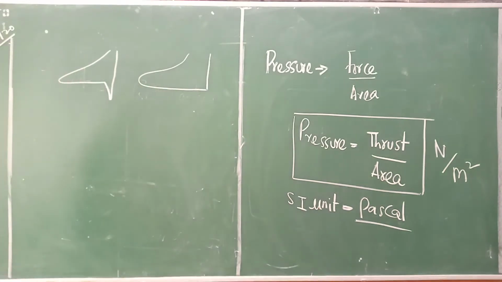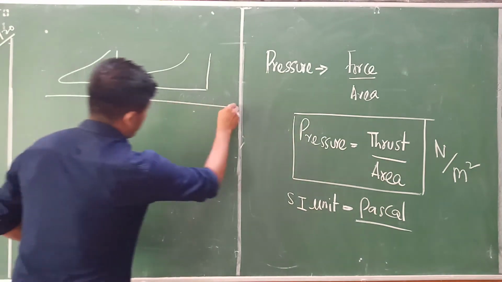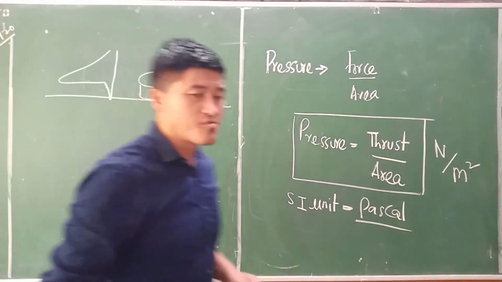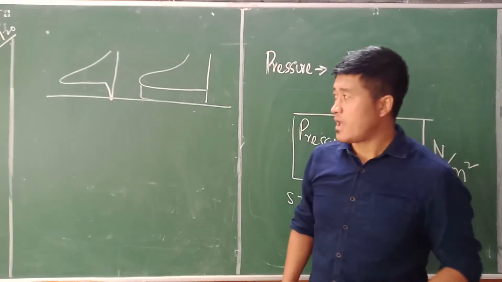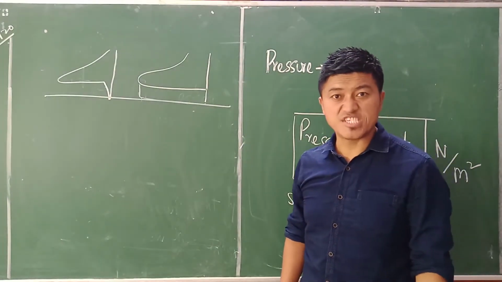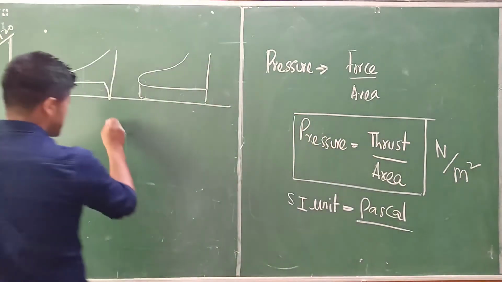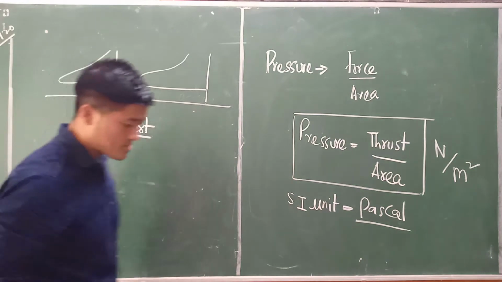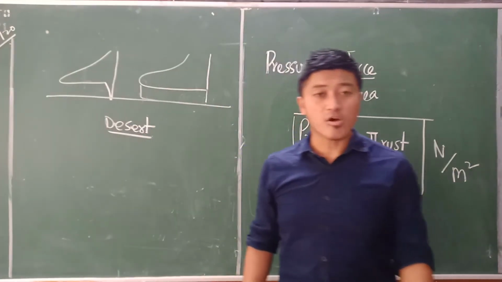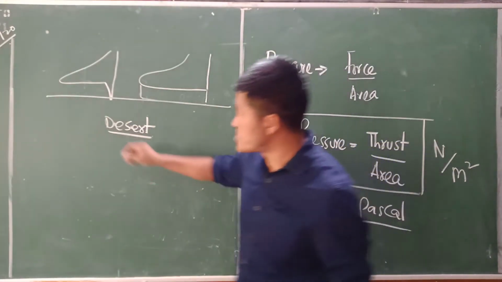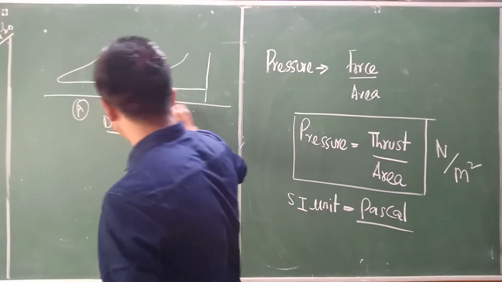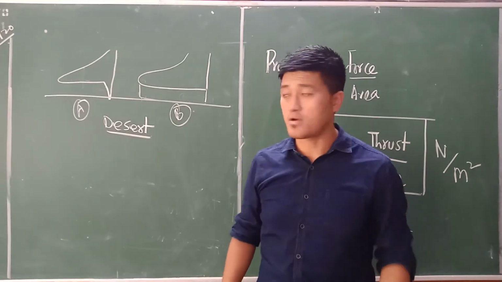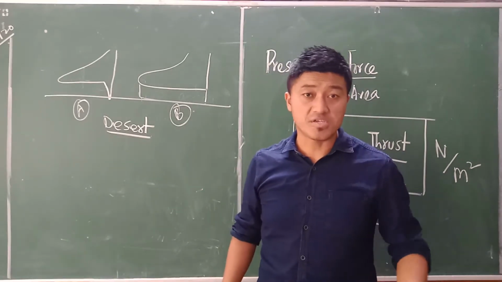Okay, so what do you see in that? Two kinds of persons, two different shoes, right? And they are walking in a desert area. Let's say this is a desert area. Now my question will be, in which situation, A or B, will the person find it easier to walk on a desert, right?